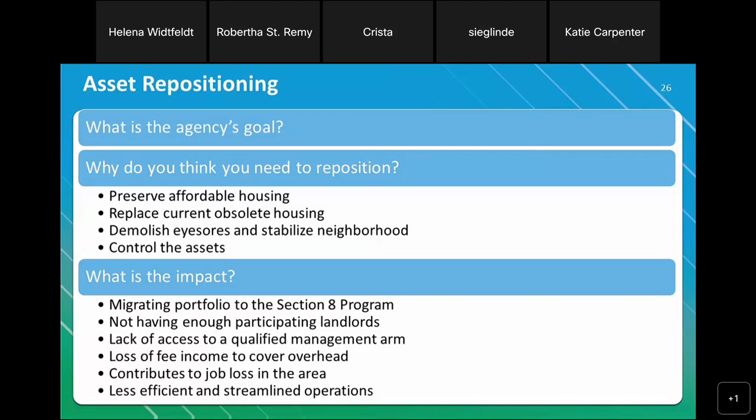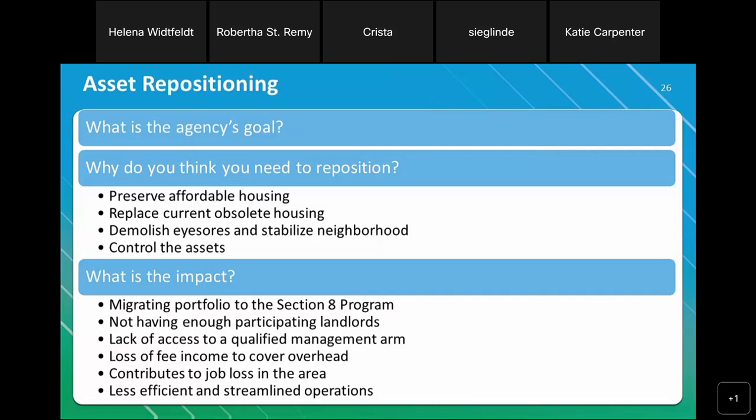So think about that. Not having enough participating landlords can be a factor. You may not have other opportunities to have somebody run your portfolio as a landlord, and in general in Section 8, you may not have too many landlord opportunities available because they're holding on to their own housing.